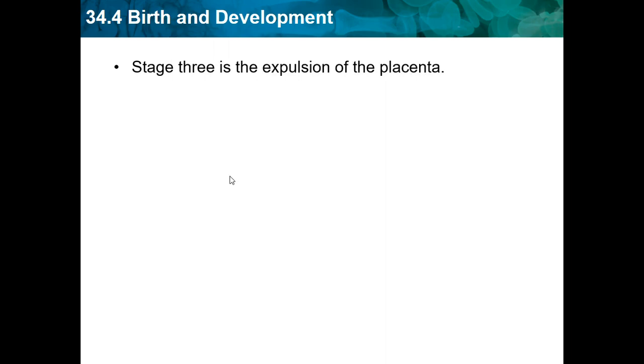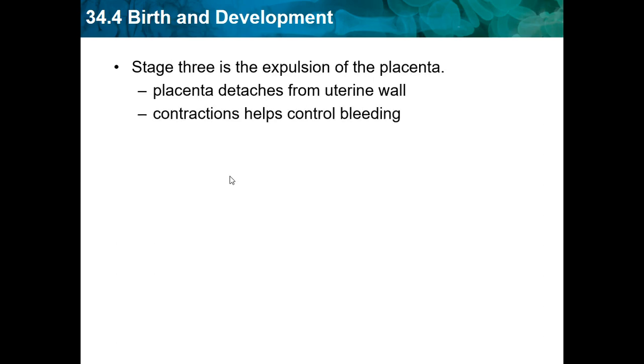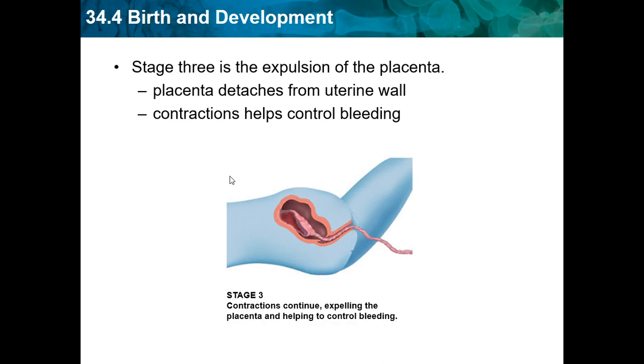So stage 3 is the expulsion of the placenta. Placenta detaches from the uterine wall. Contractions help control bleeding. So the placenta also comes out.